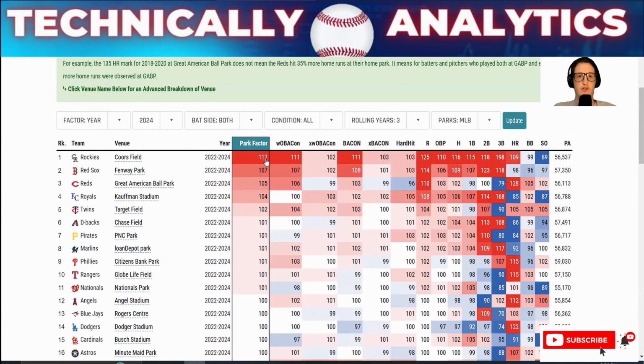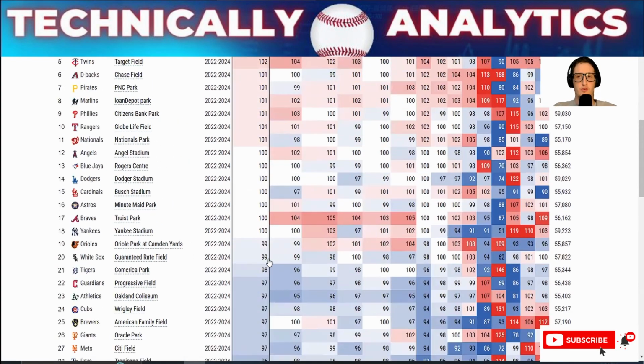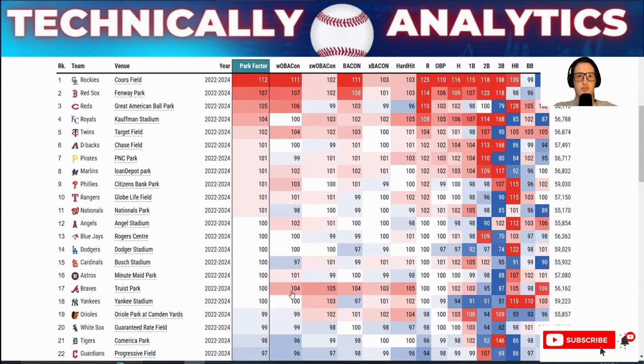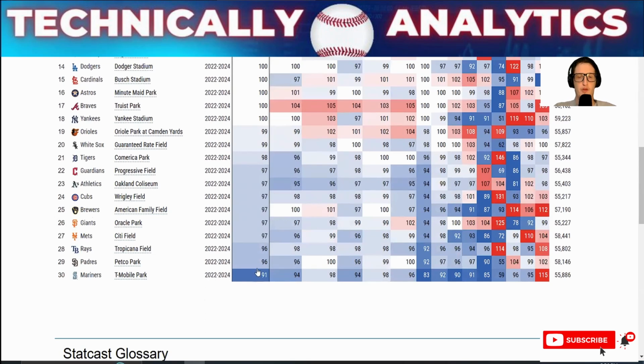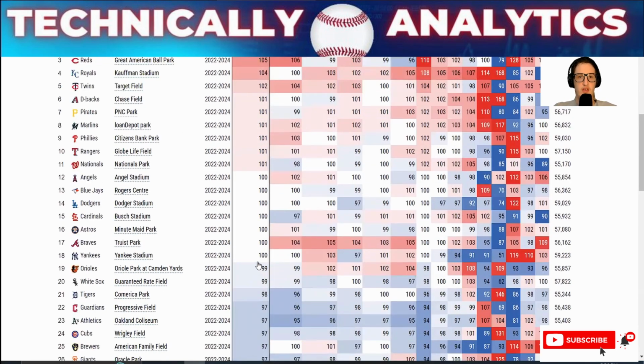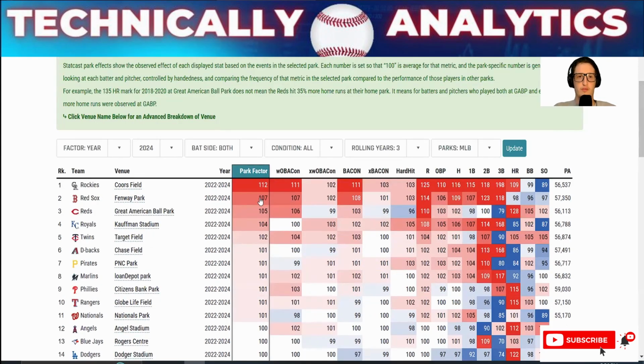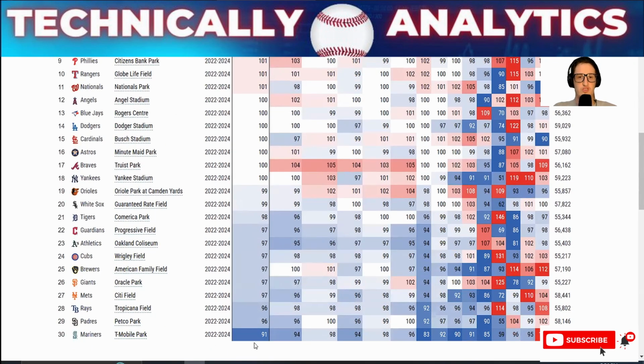You can see the park factor goes from a positive park factor to a negative park factor, which means essentially a hitter's park in the case of a positive park factor, or a pitcher's park in the case of a negative one. And then you have the middle, of course. There's a range anywhere from 112 in the Rockies' Coors Field because the air is thin. And then you have the Mariners' park, which is just gigantic. I've been to the Mariners' park. It's actually huge.